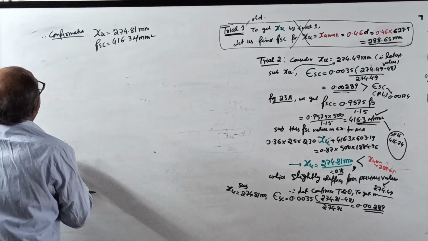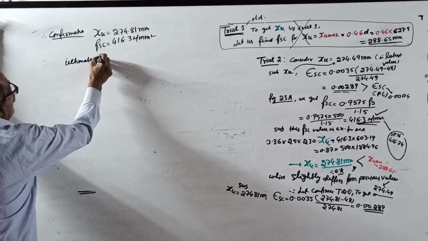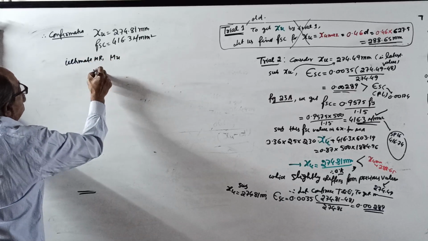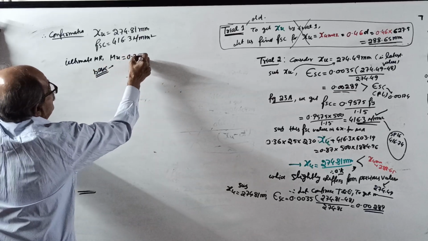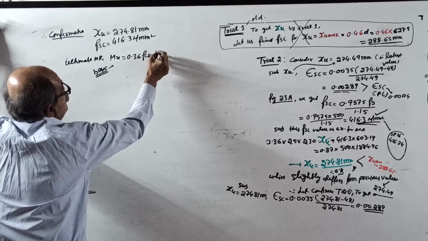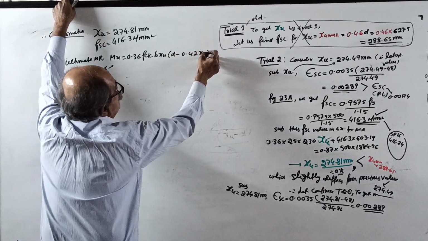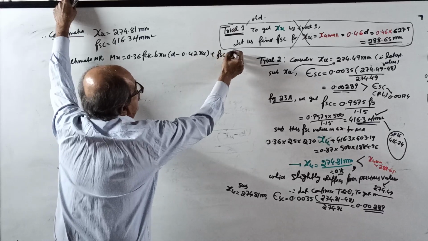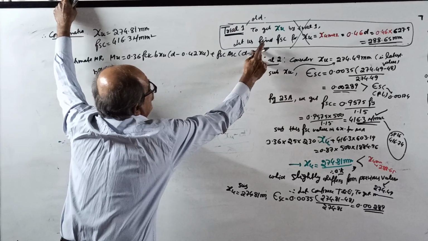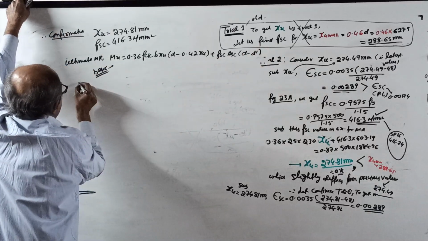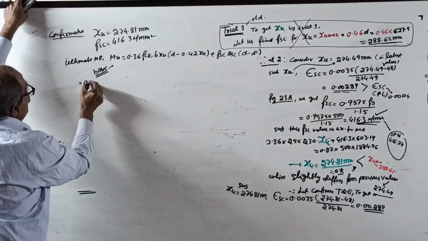Now, ultimate MR, MU, if you use the basic equation, it is 0.36 into FCK into B into XU into (D minus 0.42 XU) plus FSC into ASC into (D minus D dash). Remember, I am not coming to the class by hearting. As I write each term, I know how it came. It is not by hearted.